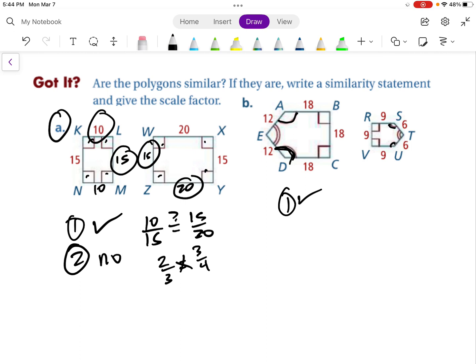So let's set up our ratios and find out. So I'm going to go just the little one to the big one. So I'm going to start with this side. That goes with this one. So that ratio, right, is 9 to 18.